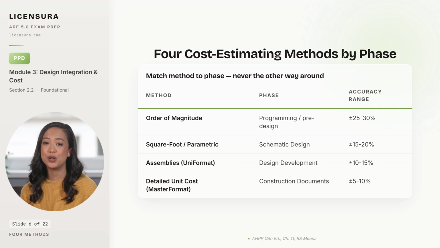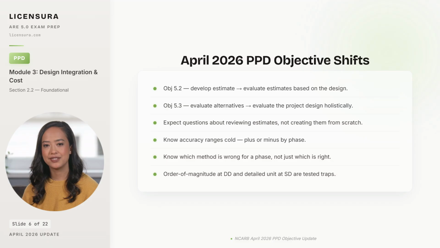NCARB updated the April 2026 PPD objectives in a way that changes how you should study this content. 6 points that reflect the April 2026 NCARB objective updates for PPD cost estimating. Objective 5.2 used to read, develop a project cost estimate. It now reads, evaluate cost estimates based on the project design, which means the exam is shifting toward review and judgment questions rather than build the estimate from 0 questions.